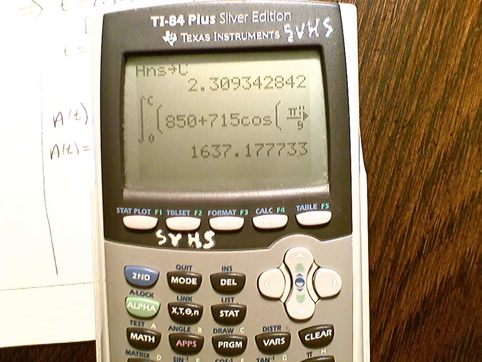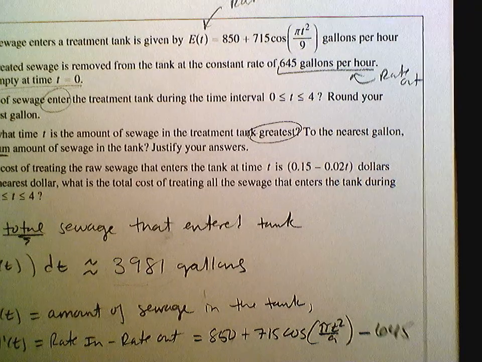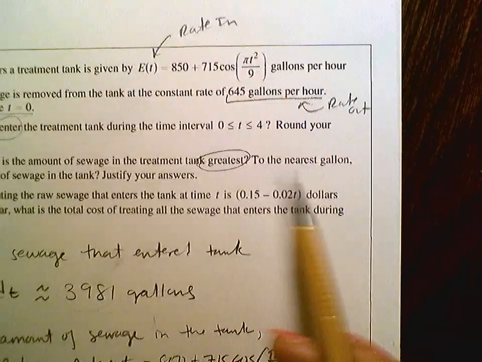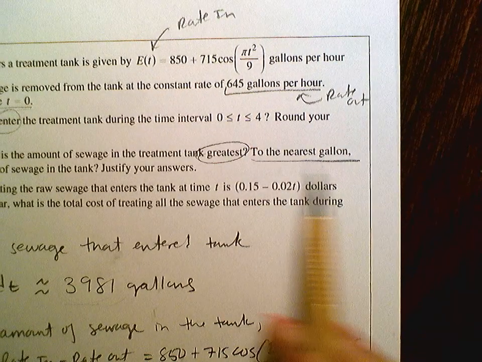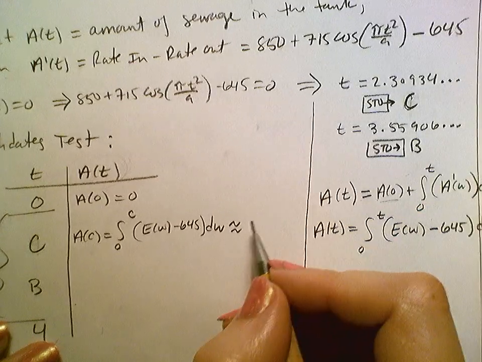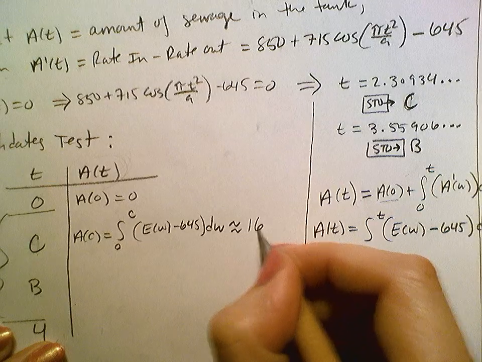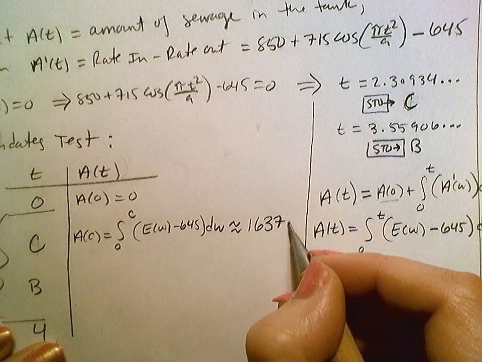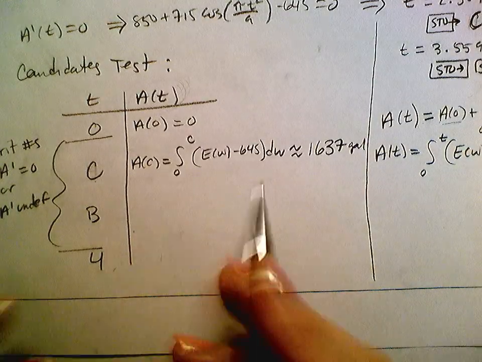Okay, so there's that. And how do they want this? To the nearest gallon, what is the maximum amount? Okay, so they're saying here to the nearest gallon, so I guess we'll just do that. All right, so this is approximately 1637 gallons. And then for B, I'm going to do the same thing.